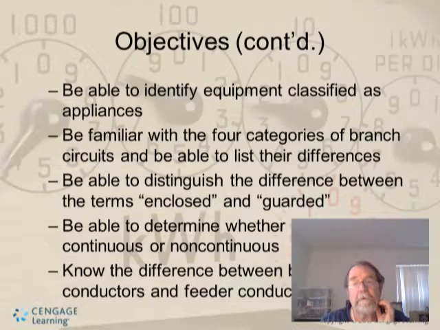Now, you need to be able to identify equipment classified as appliances. You need to be familiar with the four categories of branch circuits and be able to list their differences. Be able to distinguish between the terms enclosed and guarded. You should be able to determine whether a load is continuous or non-continuous and know the difference between branch circuit conductors and feeder conductors.